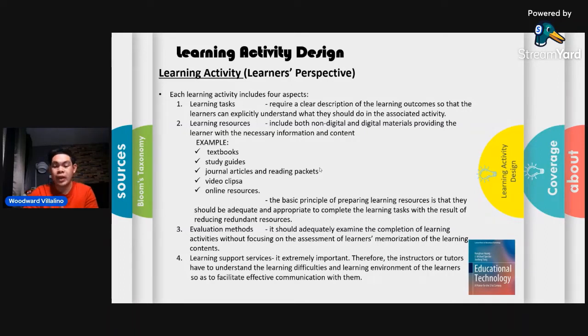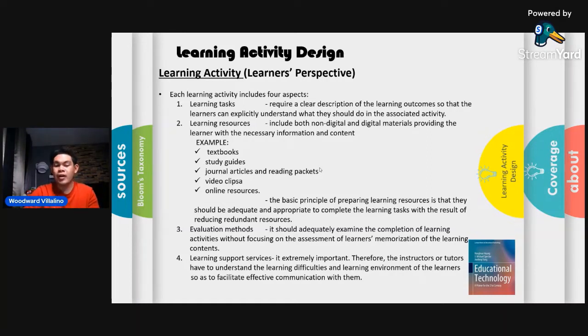It's very important. So therefore, the instructors or tutors have to understand the learning difficulties and learning environments of the learners. So what made the learning difficult? What are the obstacles that the learners are facing? So we need to understand the learning difficulties and the learning environment. The environment includes the other learners as well, and the place where they're learning. Could this be online, or could this be face to face? So as to facilitate an effective communication with them.